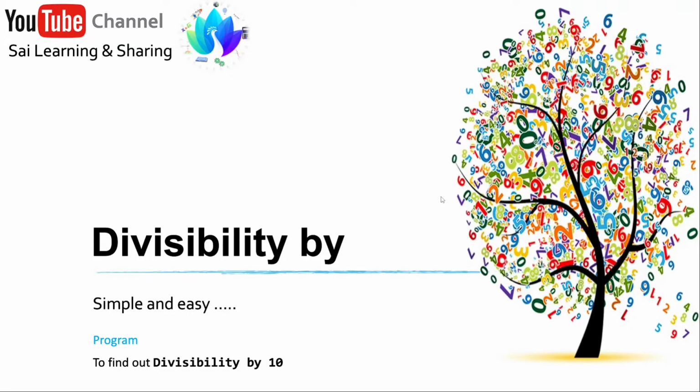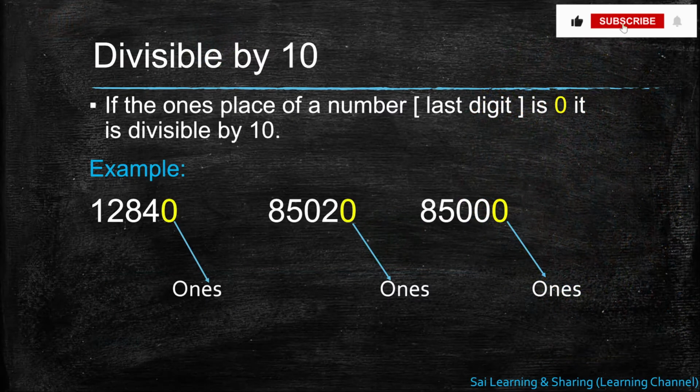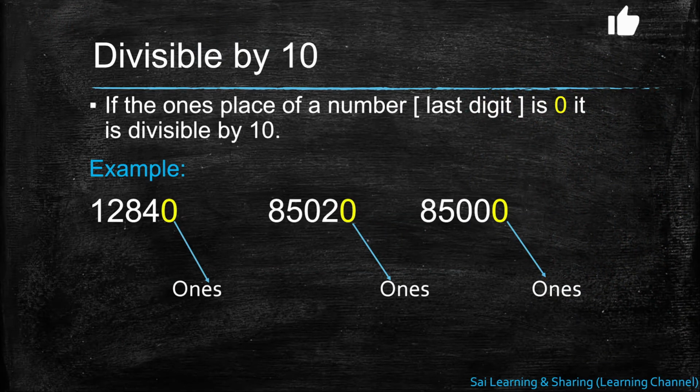In today's video, we are going to learn divisibility by 10. It is very simple and easy. Now let's move on to the video. Divisible by 10. If the ones place of a number is 0, it is divisible by 10. That is, if the last digit is 0, it is divisible by 10.